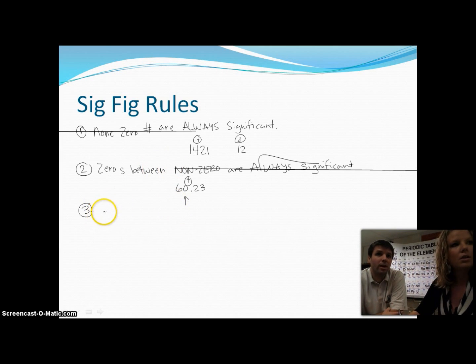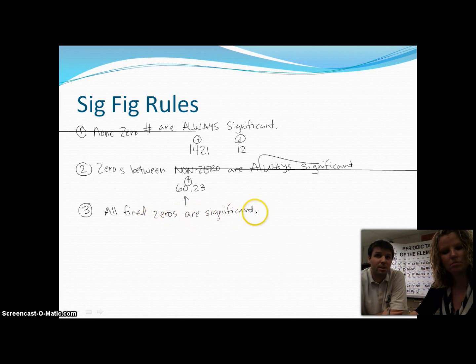Okay, cool. Let's go to the next one. Our third rule: all final zeros to the right of the decimal are significant if there is a number in front. I'll repeat that. All final zeros to the right of the decimal are significant if there is a number in front.